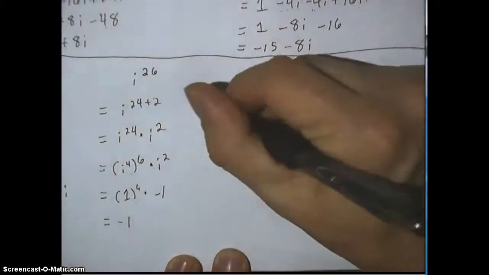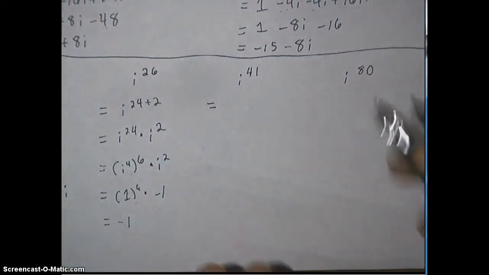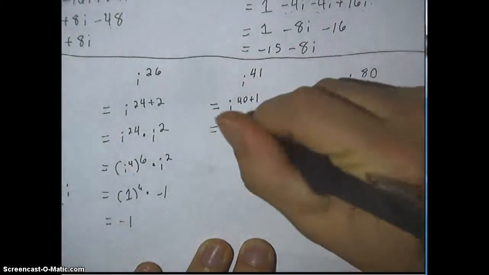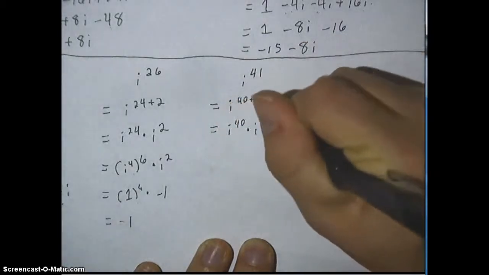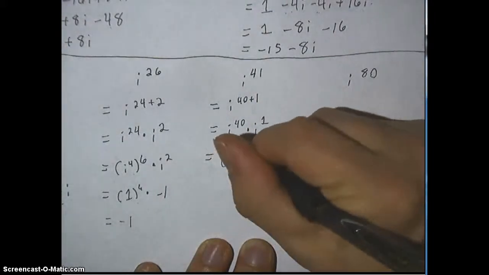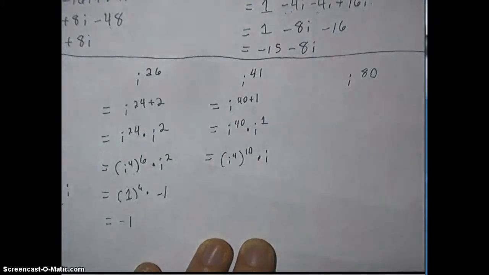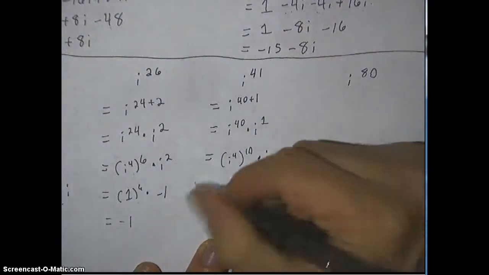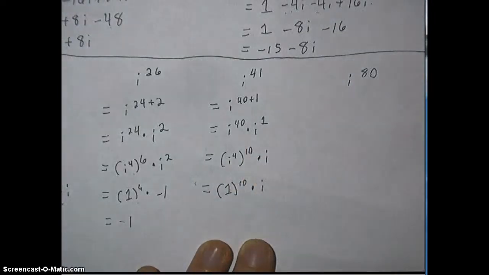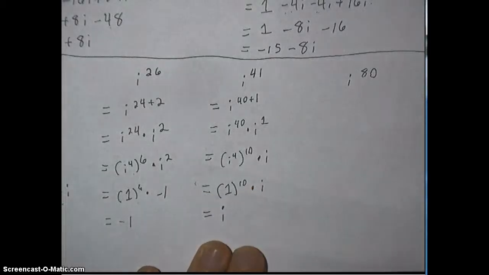Same process here, 41. Multiple of 4 that's close to 41 is 40. So I'm going to say that's i to the 40th plus 1. I'm going to rewrite it as i to the 40th times i to the 1st power. Well, 40 is just i to the 4th to the 10th power, times i. i to the 4th is 1, so this is 1 to the 10th power times i. Well, 1 times i is just i. So that's my answer there, i.